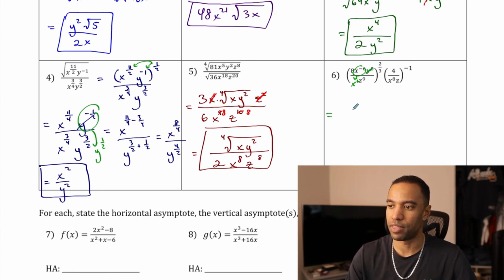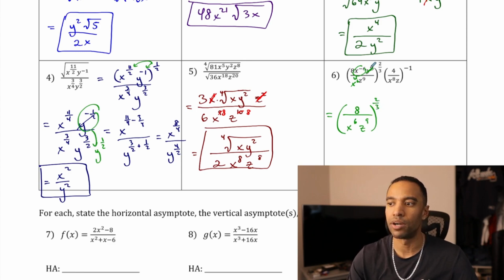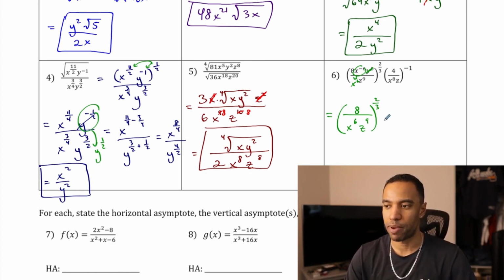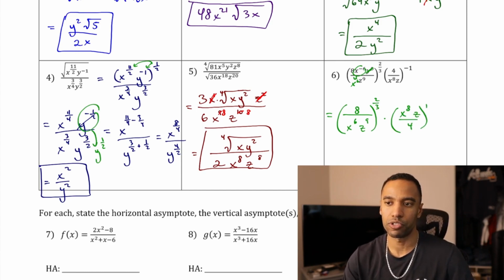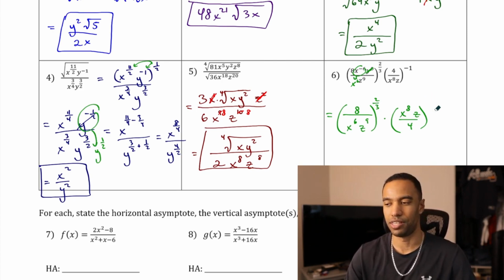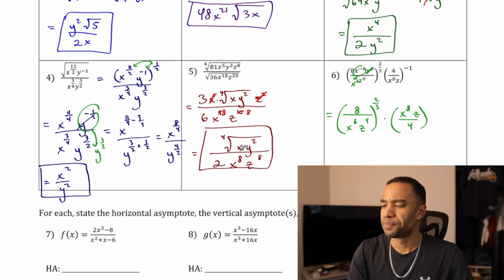So on top of this is only an 8 inside of this quantity, as the x to the negative 6 moves down here and becomes x to the 6th. And I have z to the 9th right here, and we're raising this still to the 2/3 power. Y to the 0 was 1. It's gone. Over here, I can turn this to the positive first power by flipping this into x to the 8th z divided by 4, like that. To the first power just means this thing right here.